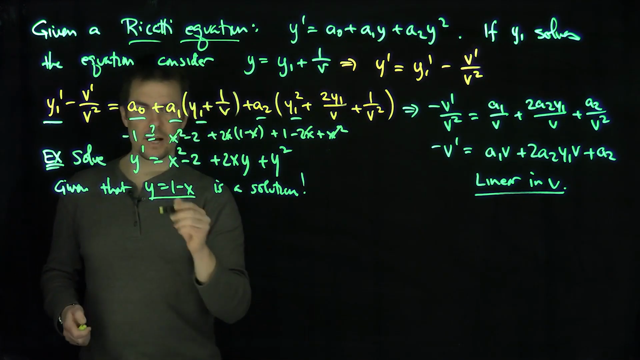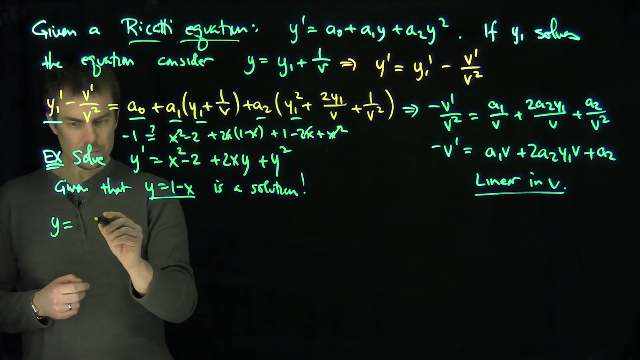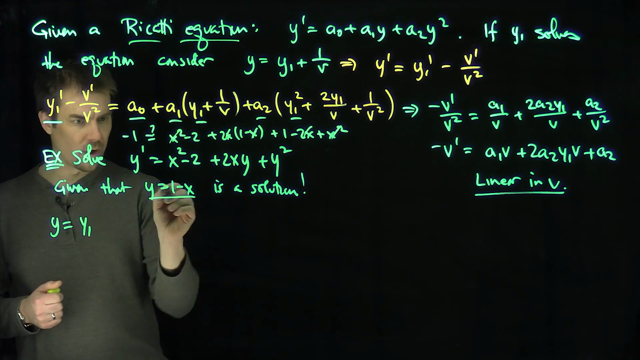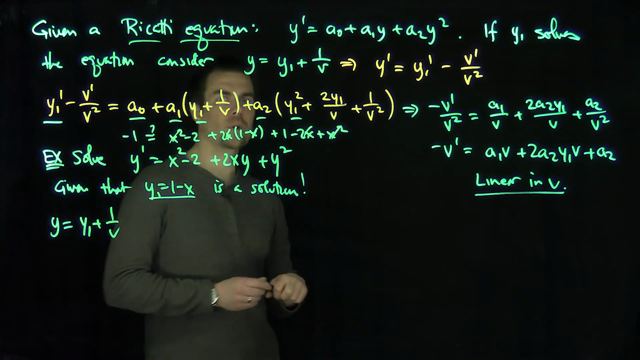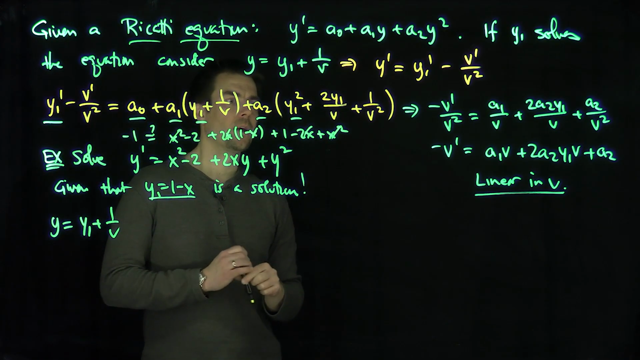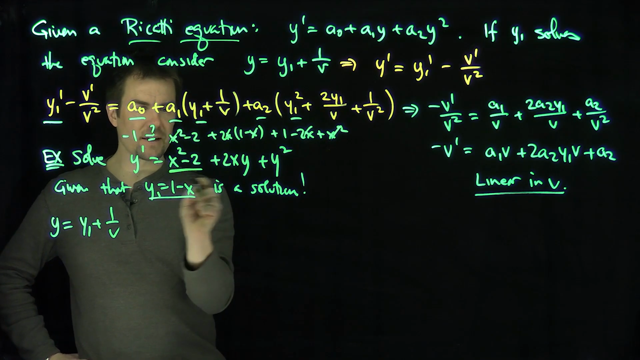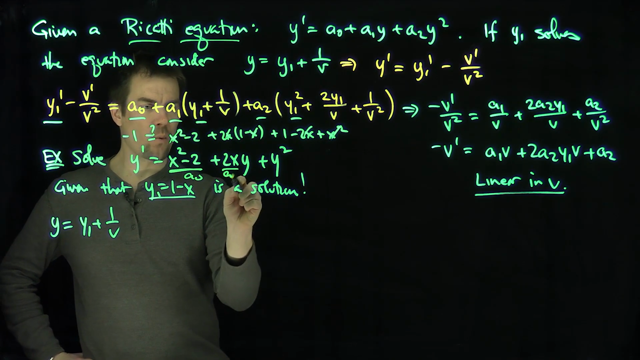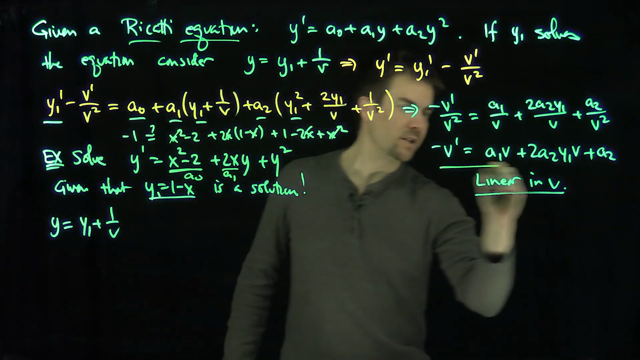So what we're going to do is let our solution y be the solution y1, which is 1 minus x, plus 1 over v. Okay, so what's playing the role of a0? This is my a0 over here. That's my a1, and my a2 is equal to 1. So what's our equation for v? Our equation for v is going to be right over here.